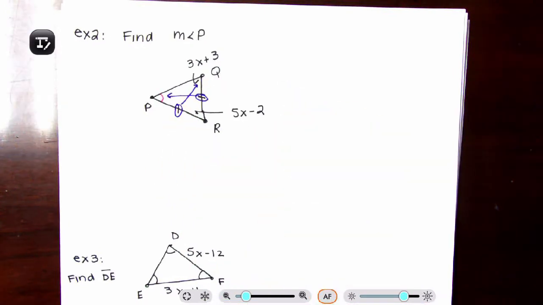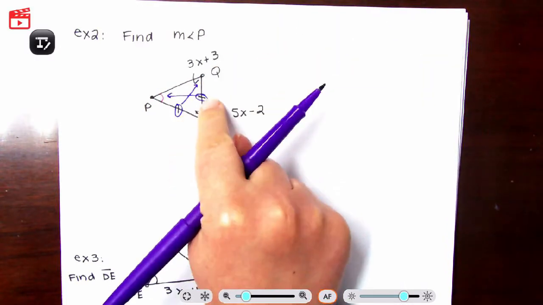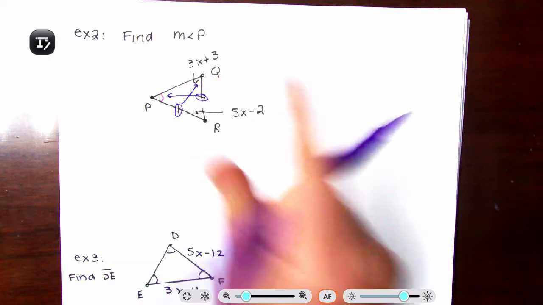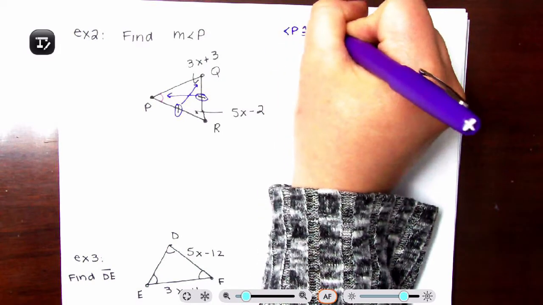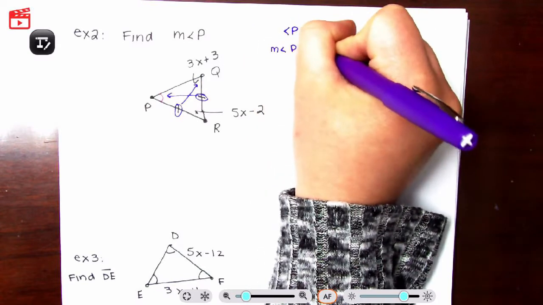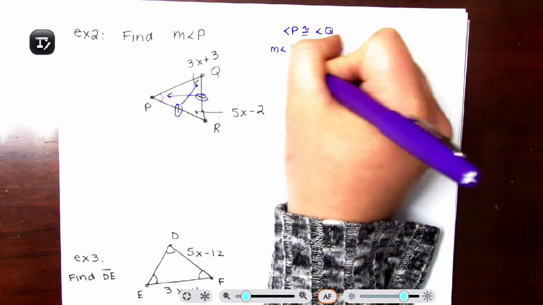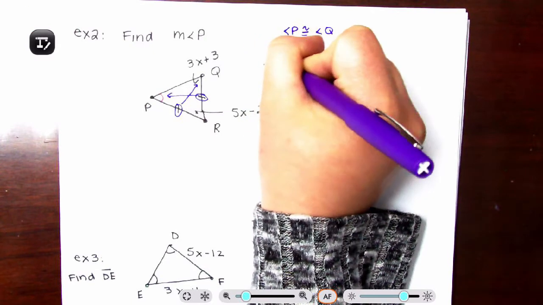Here, I would encourage you to pause this video right now, try to do this on your own and see if we can get the same measurement for P. Because we have 2 congruent sides, angle P is congruent to angle Q by the isosceles triangle theorem. That means the measurement of angle P is equal to the measurement of angle Q. So P and Q are both 3x plus 3.